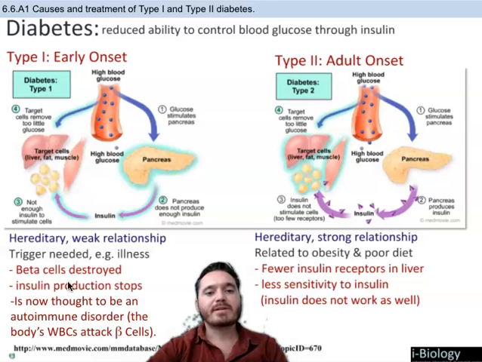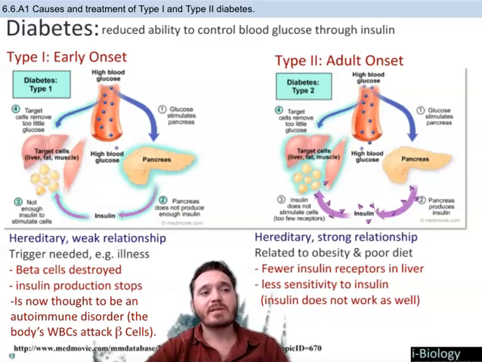Why do we not have enough insulin being produced by those beta cells? Well, it's because the beta cells have been destroyed by some illness. It's an autoimmune disorder is what's popularly thought now about type 1 diabetes. This means that your own immune system, for whatever reason, is attacking its own healthy beta cells on the pancreas because it's recognizing those cells as being a pathogen.